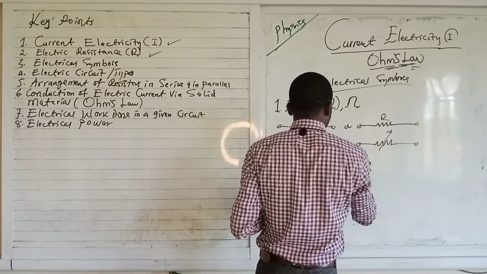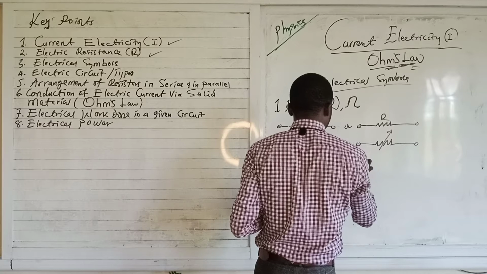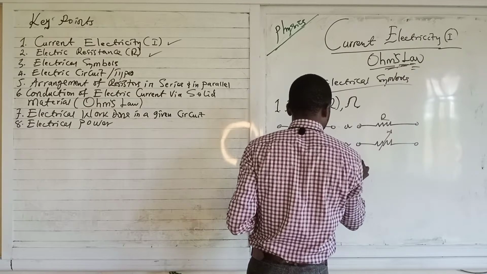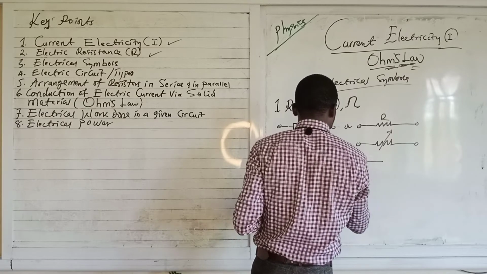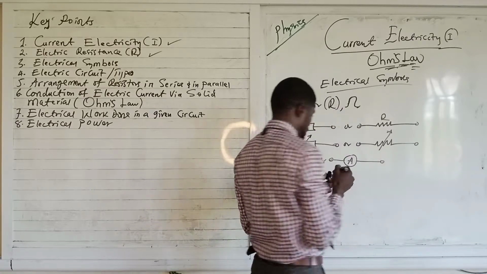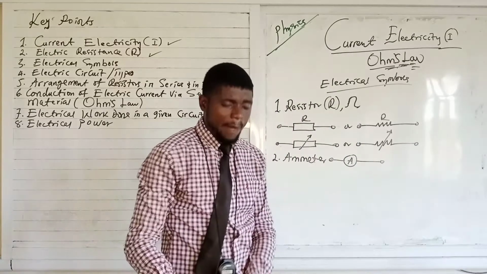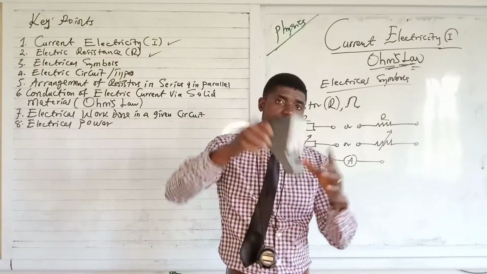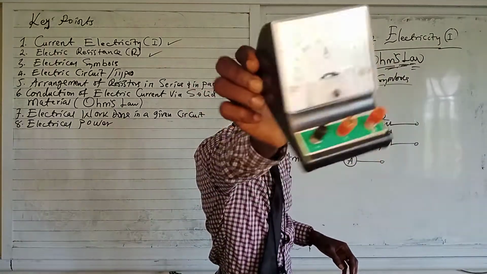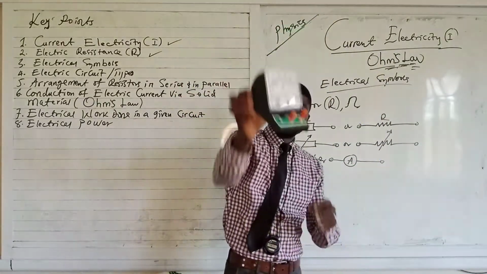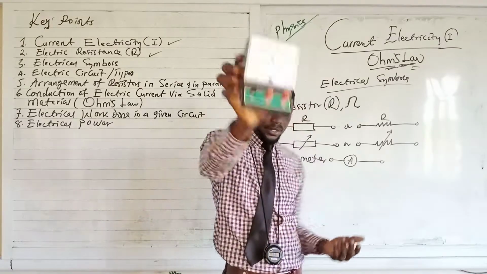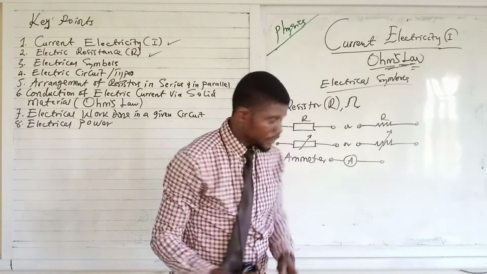The ammeter is represented with a symbol like this: a circle with an A inside it, with two connecting wires at both ends. The ammeter is an electrical device, this is it in my hand here, that is used in measuring the electric current in ampere.